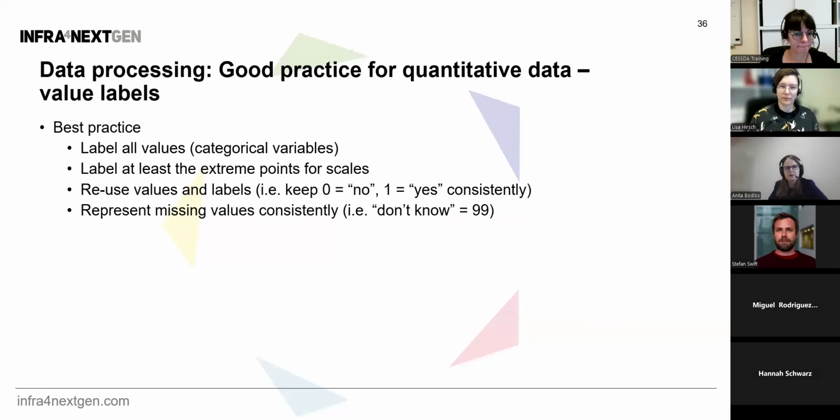It's also recommended to represent missing values consistently throughout your dataset. So for instance, to have one category for don't know, which could be 99 for each and every question throughout your dataset. Some statistical software also allows for system missings, missings that are part of the software. For instance, in Stata, it's a dot.